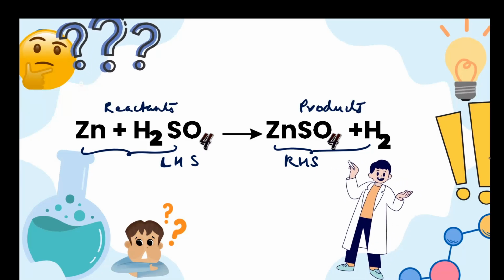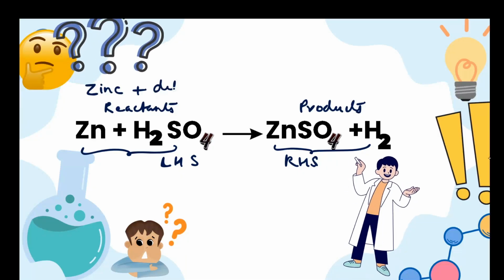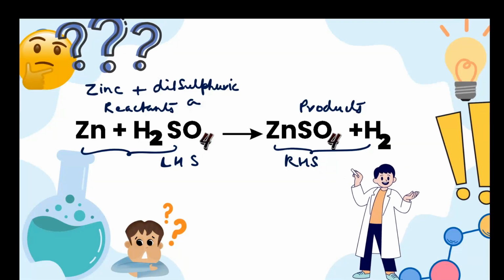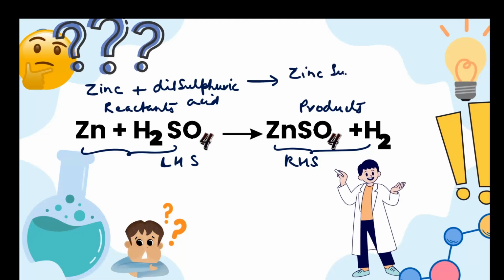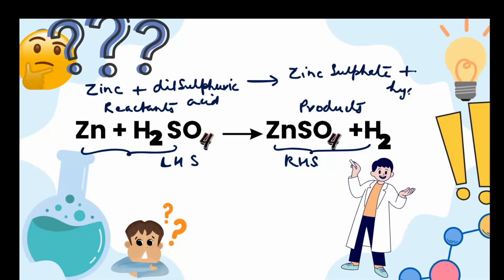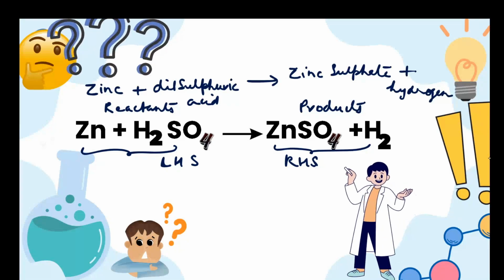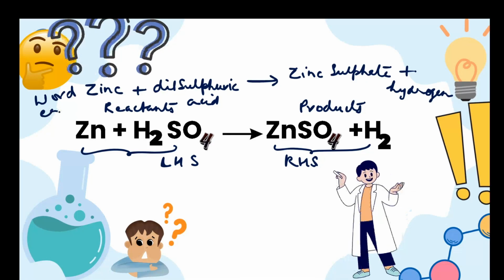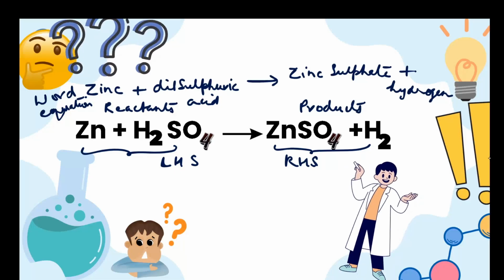If I have to write the word equation, I will write zinc reacting with dilute sulfuric acid. It means I am going to write it in words. Dilute sulfuric acid forming zinc sulfate, and which gas is liberated here? Hydrogen gas. So zinc sulfate plus hydrogen. Okay, so this will be the word equation. We have the molecular equation and the word equation, where we are showing the given reaction, that is zinc reacting with dilute sulfuric acid.